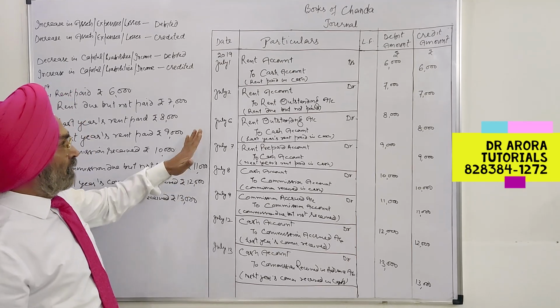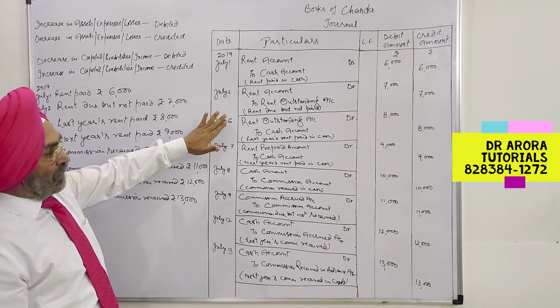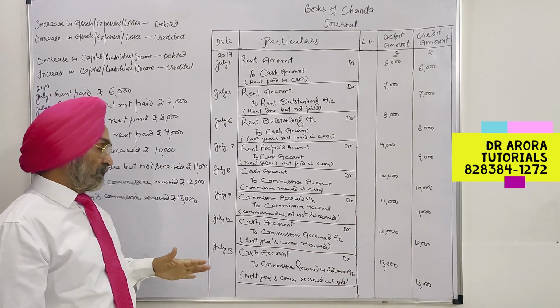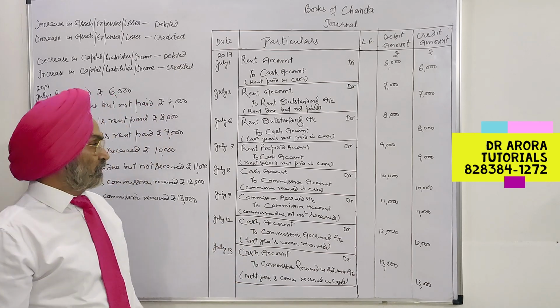So this was all about the expenses of current year, last year and next year, and incomes of last year, current year and next year. So this is all about this.